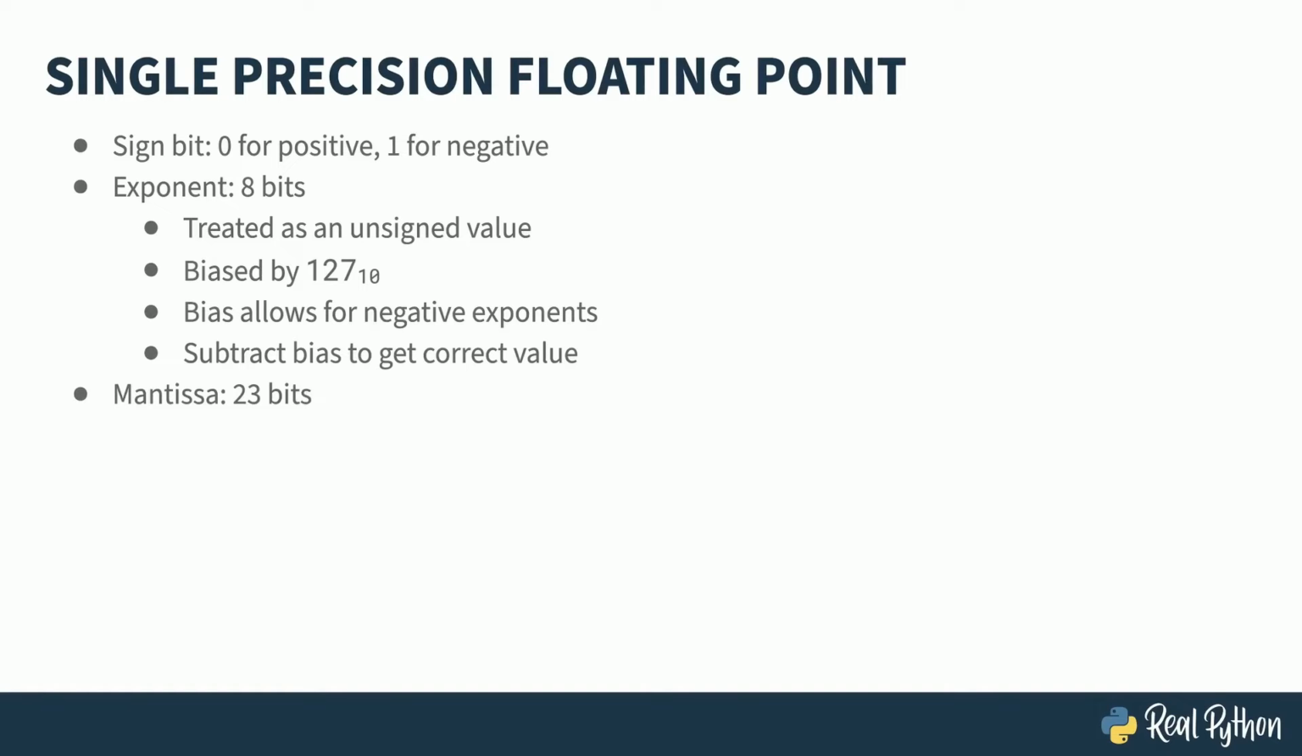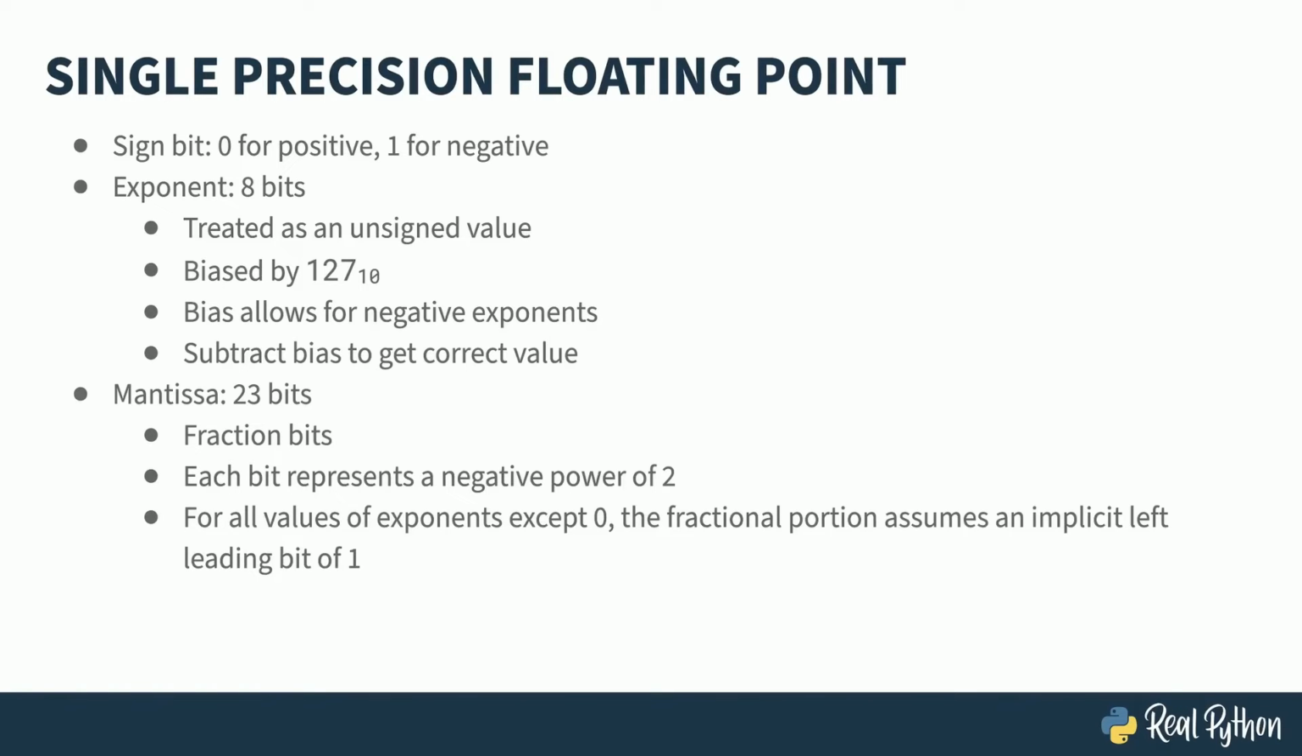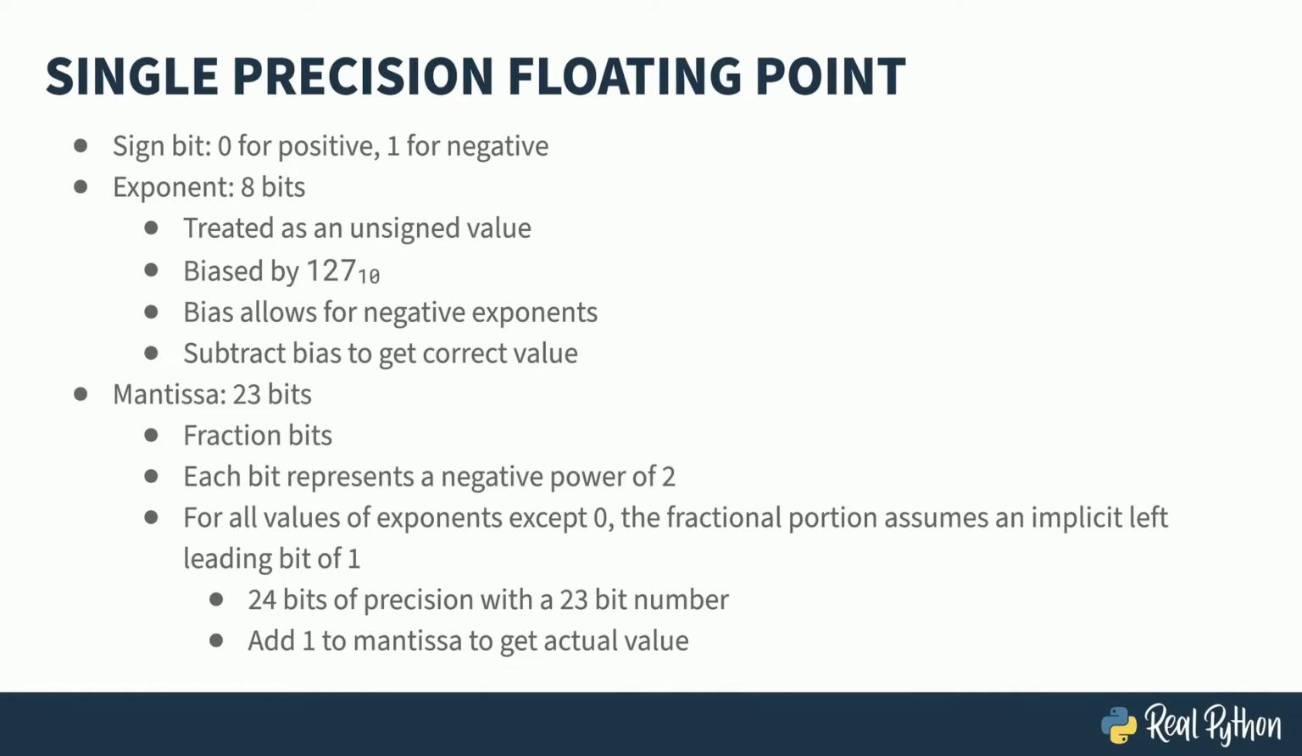The mantissa is 23 bits. This part represents a fraction, where each bit is a negative power of 2. For all exponent values except 0, the fractional portion assumes a 24th bit to the left that has a value of 1. That gives you 24 bits of precision packed into 23 bits of space. And it means you have to add 1 to the raw mantissa to get the number it actually represents. Let's look at an example to clear up this messiness.